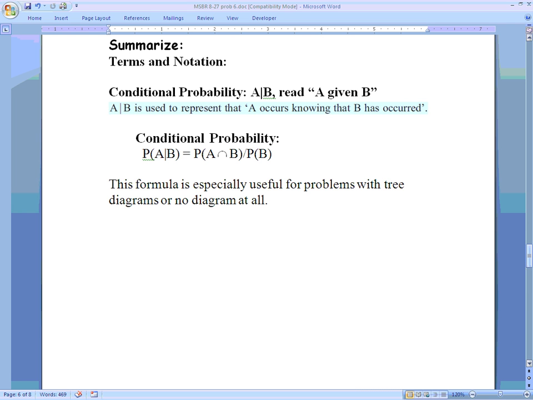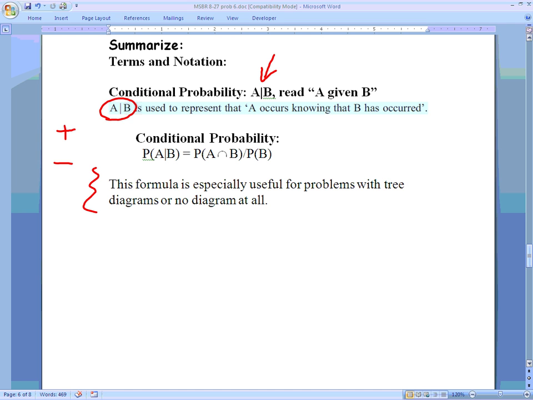It's read A, that vertical line that I just pointed to is "given." So A given B. It's a shorthand, just like the plus sign we don't read as cross symbol, we read as plus. Or minus, we don't read as dash, we read as minus. We know what it means. And so A given B is used to represent that A occurs knowing that B has already happened or B is already defined. As it mentions here, this formula is especially useful for tree diagrams or if you have no diagram at all.